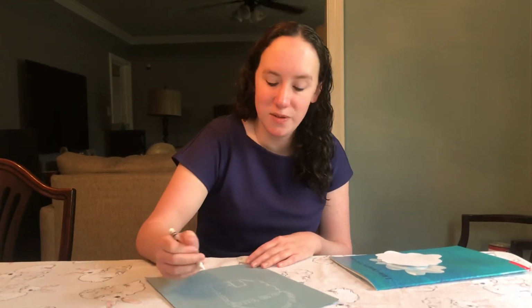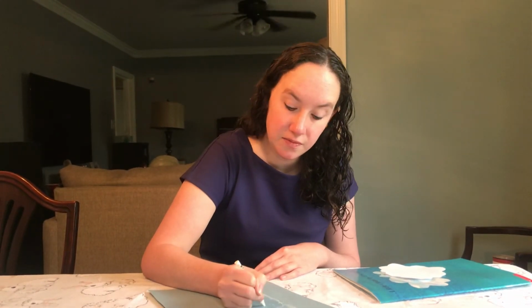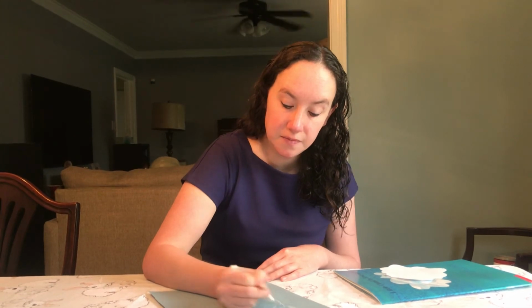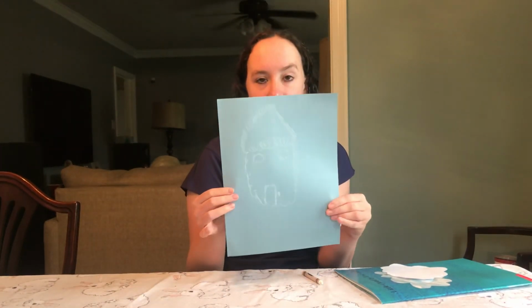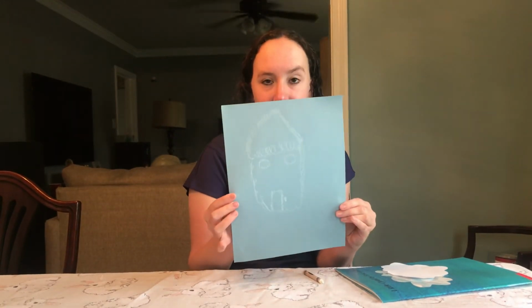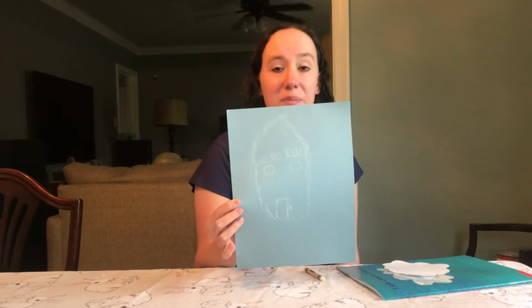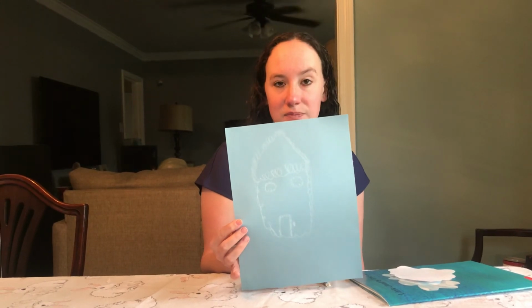And then next, we need the windows. What shape are windows? Squares. So I'm going to draw 2 squares. Look, here is my house that also looks like a cloud. So you could draw any picture you wanted to that looks like a cloud. You could draw a house, you could draw a person.